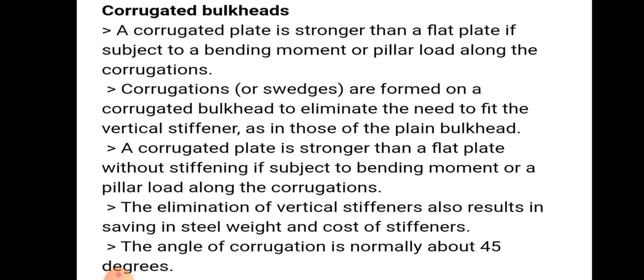A corrugated plate is stronger than a flat plate if subject to bending moment or pillar load along the corrugation. Corrugations or swedges are formed on the corrugated bulkhead to eliminate the need to fit vertical stiffeners as in a plain bulkhead. Elimination of vertical stiffeners also results in saving in steel weight and cost of stiffeners. The angle of corrugation is normally about 45 degrees.